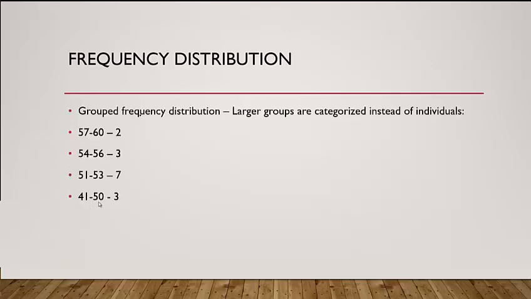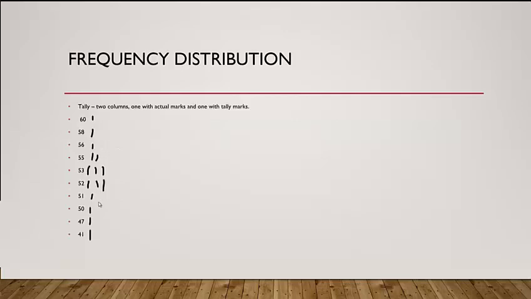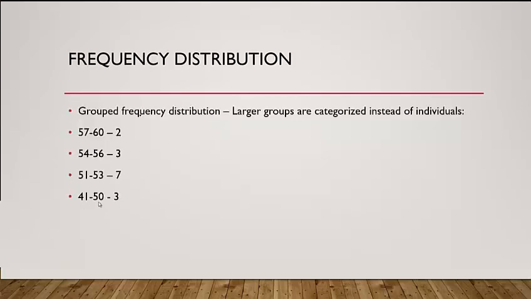We can also do what is called a group frequency distribution. Here we're taking those same data and organizing them into larger groups. Instead of individual speeds, we've just made groups. So here we have 57 to 60 miles an hour, we had 2 occurrences. 54 to 56, we had 3. 51 to 53, we had 7. 41 to 50, we had 3.